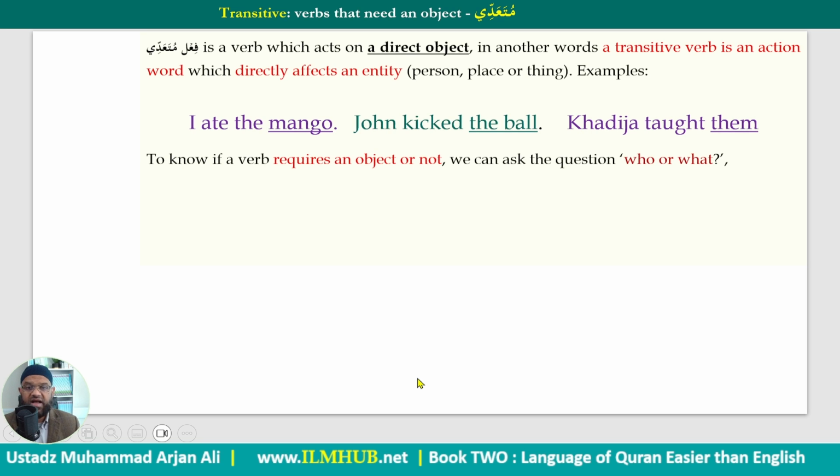So when I say I ate the mango, it's very clear the object here is, of course, the mango. Who's doing the action? I. Now, if I just said I ate, there is a direct object involved. What did I eat or who did I eat? Of course, I will not be eating a who, but this is just for illustrated examples, inshallah.